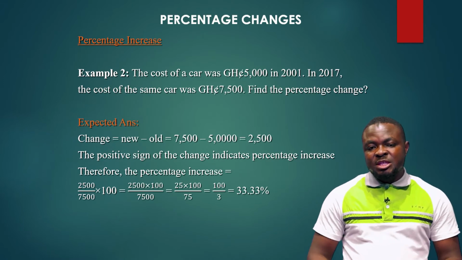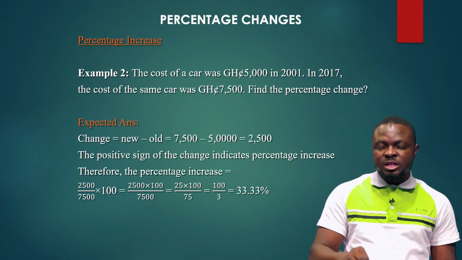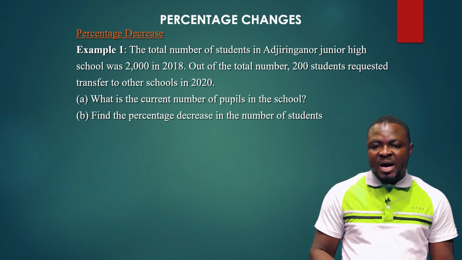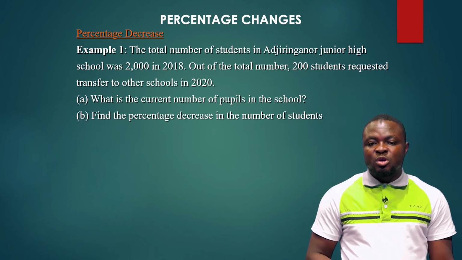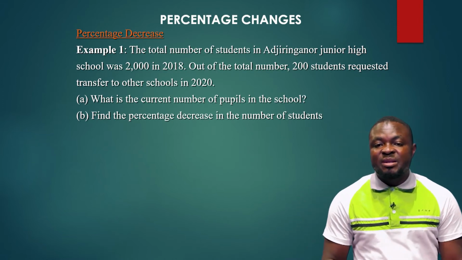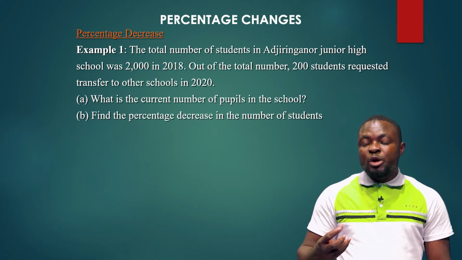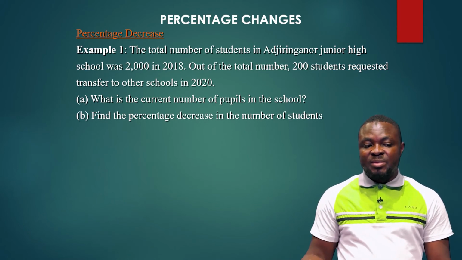So to find percentage change, in this case, percentage increase, you take the change that has occurred, the change in the two prices. Then you divide by the original price. So we are talking about 2,500 divided by 5,000. So when you do that, you get it in fraction form. To change it to percentage, multiply by 100.